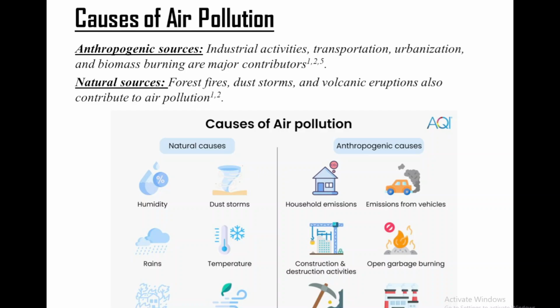Which means it is crucial to note that these causes often overlap. For example, human induced climate change may intensify the frequency and severity of natural events like wildfires, and because of which there's a feedback loop that is created and it goes on and on to pollute the atmosphere.